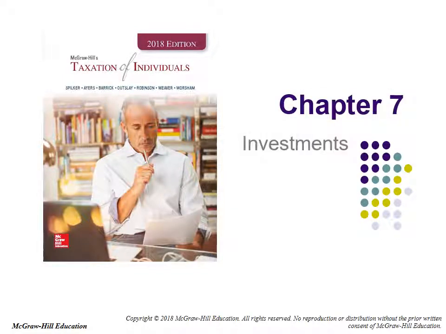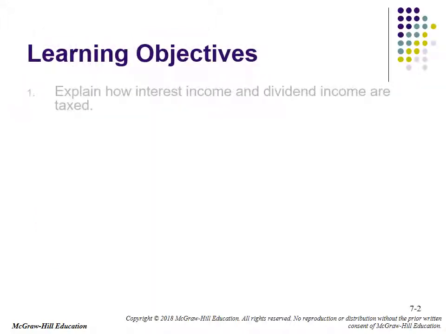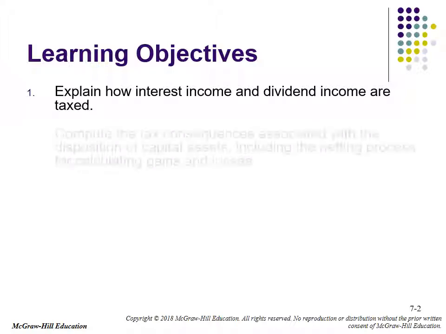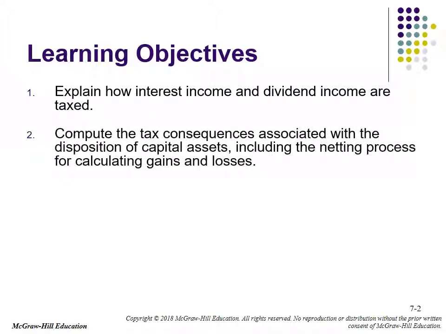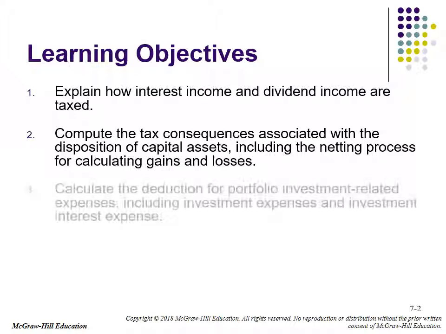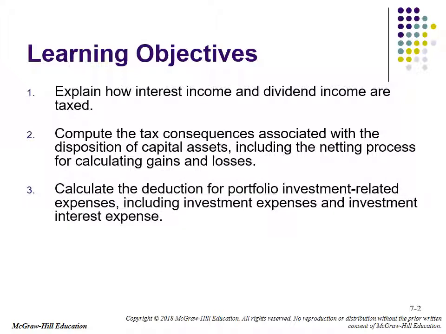Chapter 7 will be discussing investments and the income related to them. We're only going to be dealing with 3 of the learning objectives. We're going to explain how interest income and dividend income are taxed, compute the tax consequences associated with capital gains and losses, and then calculate the deduction for portfolio investment related expenses, including investment expenses and investment interest expense.